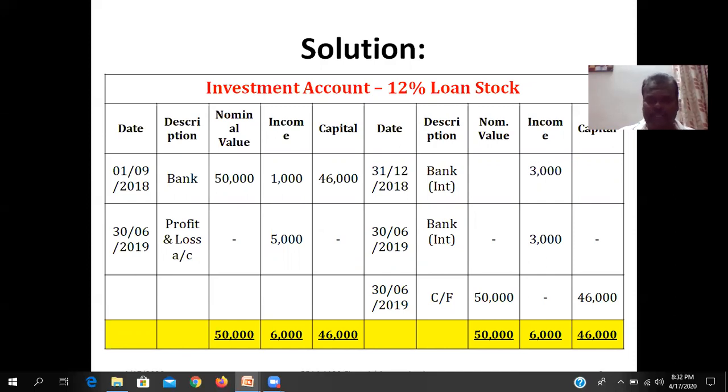Now you can see this investment account has a debit and credit side. There we have the date and description that is common for all the ledgers. But then we have the nominal value, income, and capital on each side. First of all, we purchased the 50,000 investment on 1st September. So on the debit side, we will put the date 1st September 2018, the description by bank, and 50,000 is the nominal value, but we have to compute the capital value.